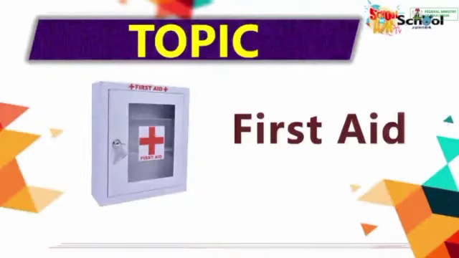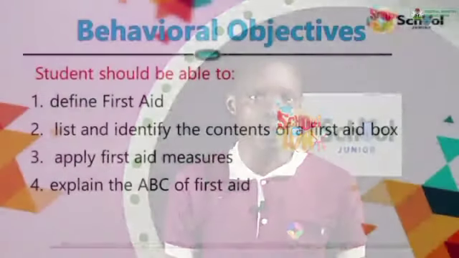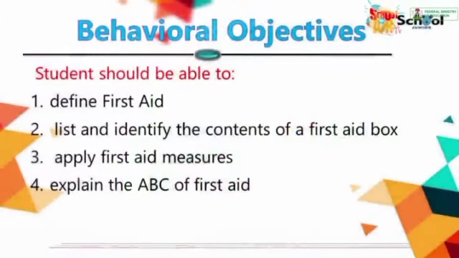These are the things that we'll be checking in this topic. The first thing is that we'll state the definition of first aid. Then we'll list and identify the contents of a first aid box. That means we'll identify what a first aid box is, then list out the contents inside it, and be able to identify them also. Then we'll learn how to apply first aid measures to some simple ailments. Finally, we'll talk about the ABC of first aid.